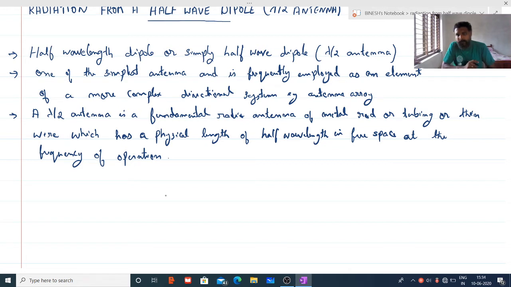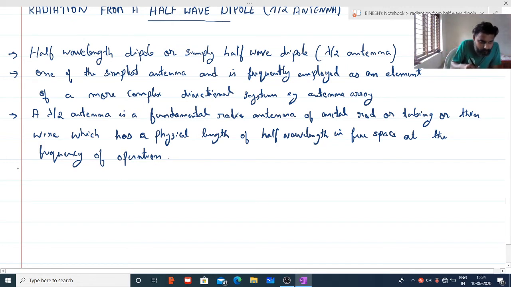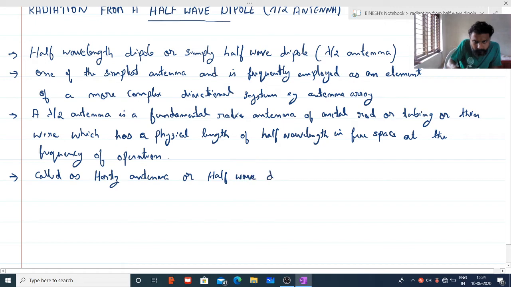So this lambda by 2 dipole antenna can also be called a Hertz antenna, or sometimes a half wave doublet. Okay, both the dipole and doublet mean the same.